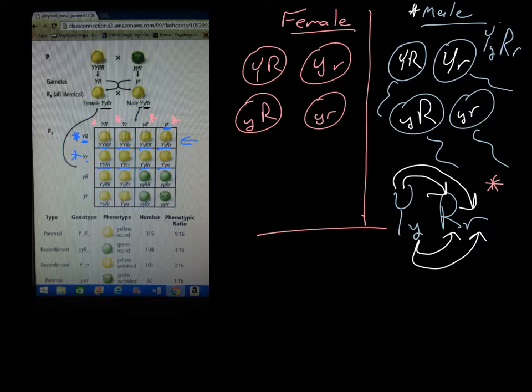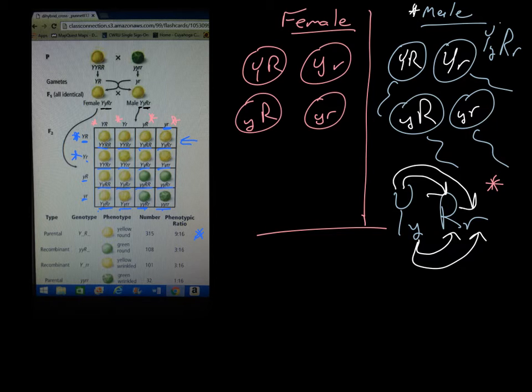Here you have green and round, and green is recessive, so you have yellow and round, green and round, and green and round. And the last, of course, is recessive for both green color and wrinkles. So here you have yellow and round, yellow and wrinkled, green and round, and green and wrinkled. So what are your percentages? What are your phenotypic ratios? You get 9 to 16 yellow and rounds.